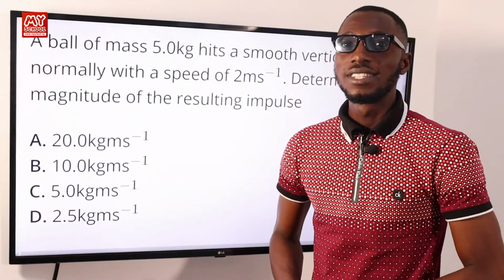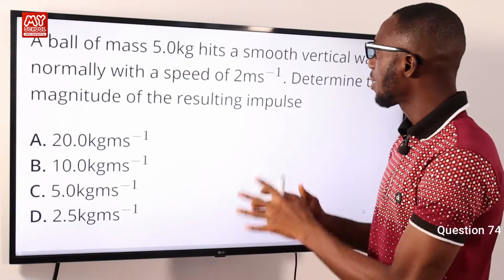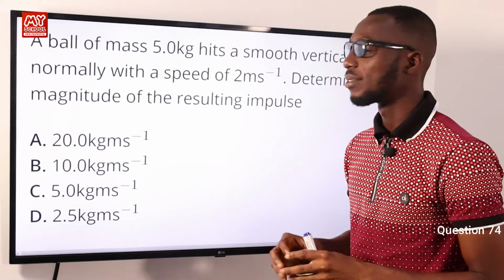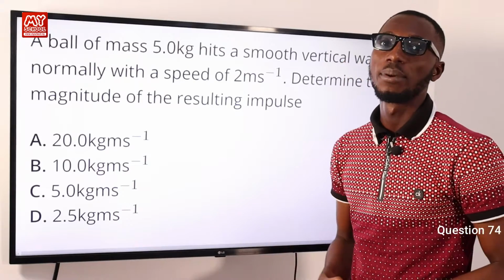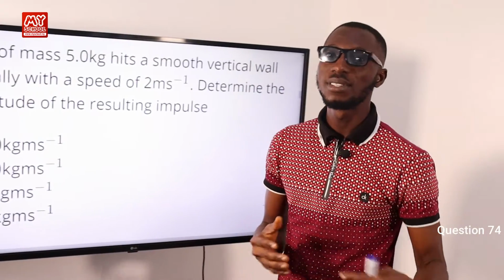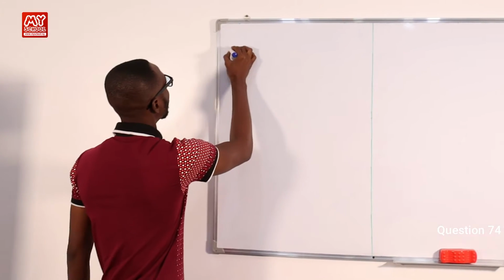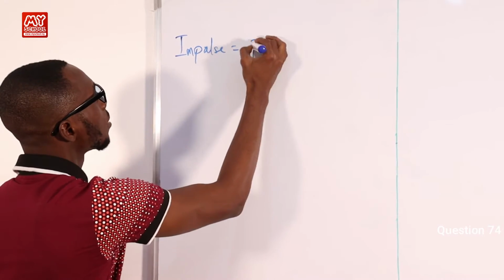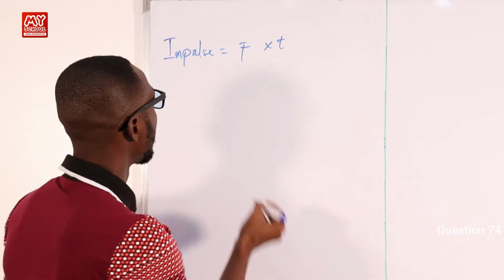Here we have question 74. A ball of mass 5.0 kg hits a smooth vertical wall normally with a speed of 2 meters per second. Determine the magnitude of the resulting impulse. We recall that impulse is just the product of force and time, or you can also have impulse as change in momentum. If I put my impulse as force times time, let's just use this formula that we are well acquainted with.